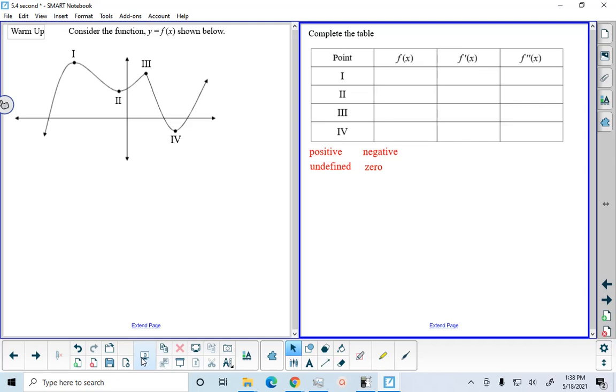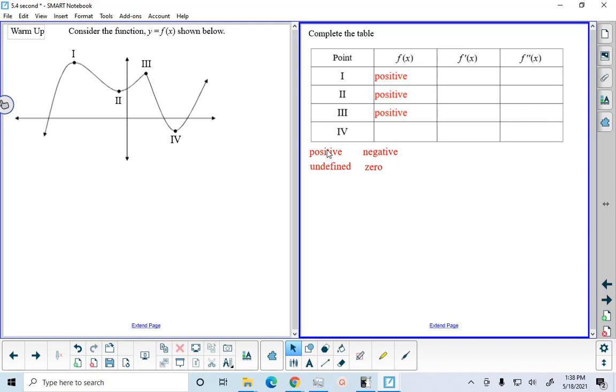So when I take a look at the column f of x, don't forget that f of x is y. And when you take a look at point 1, point 2, and point 3, all three of those points are above the x-axis, which means that the y-coordinate for all of those points is positive. So f of x at point 1 is positive, f of x at point 2 is positive, f of x at point 3 is positive.